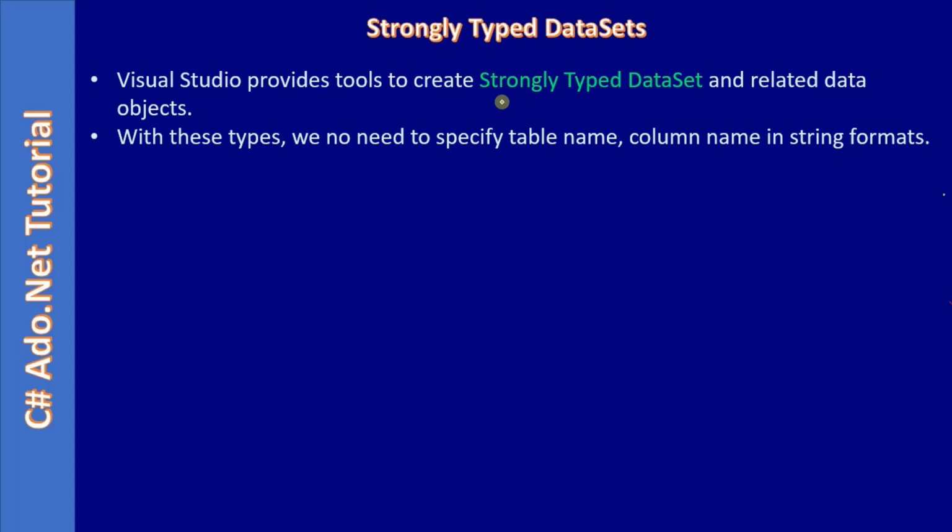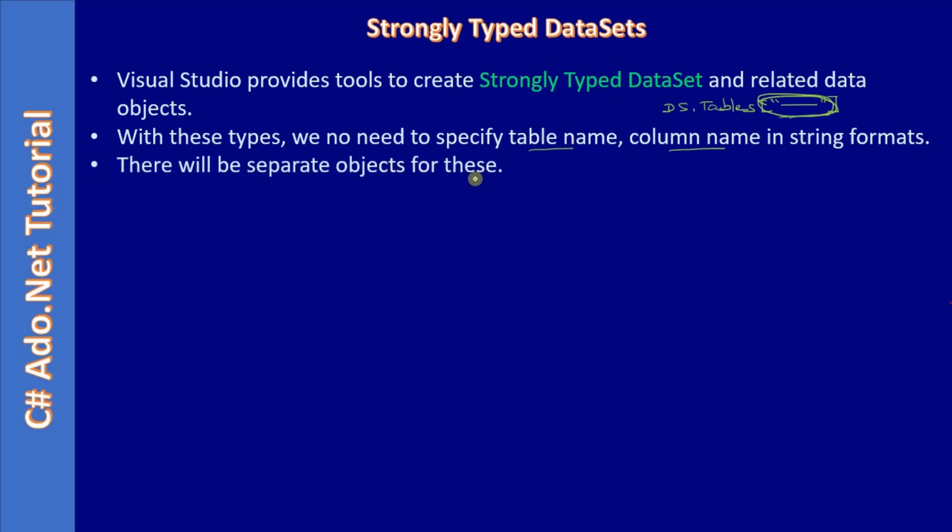With these types, we no need to specify the table name or column name in string format, as we saw in the previous video. Say for example, if we have a dataset, we will use the dataset.Tables collection. Then to that Tables collection, in the indexing we can provide 0, 1, or we can even specify the table name. Right? With strongly typed dataset, we no need to provide string literal like this. We can directly refer to the data table with a strongly typed object.